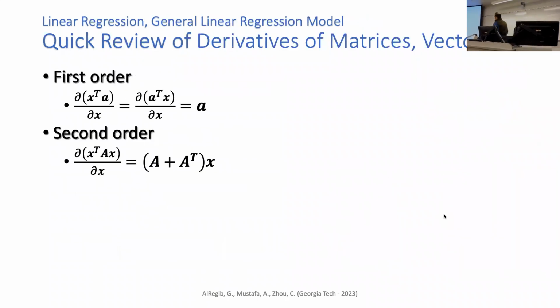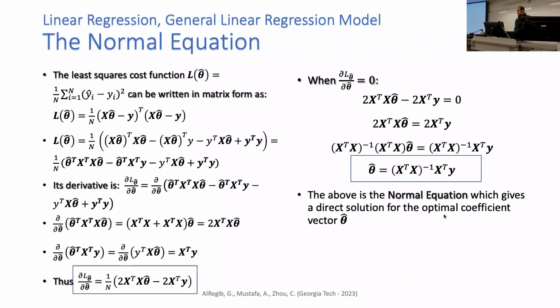Before we go to the derivation, I just want to remind you of these first order and second order derivatives. Remember, x and a are both vectors. The derivative of x transpose times a with respect to x is a. The derivative of a transpose times x with respect to x is also a. And for x squared, that is x transpose times a times x, the derivative is a plus a transpose, times x. So just remember this from your linear algebra course. Keep these two in mind. Let's start from here.